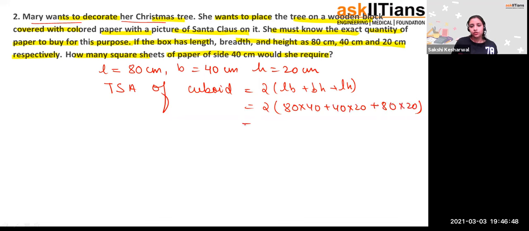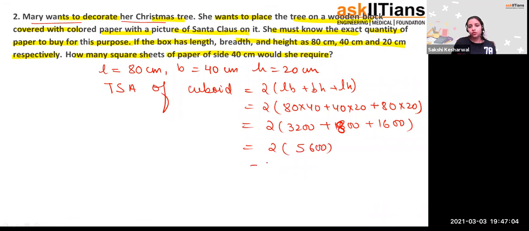So you just solve it. So it is 2 into what? 3200 plus 1600 plus 800. It's 800 plus 1600. So you just add it up. So 2 into what? 4000 plus it will be what? 5600. So this is equal to 2 into 5600. That is your TSA.